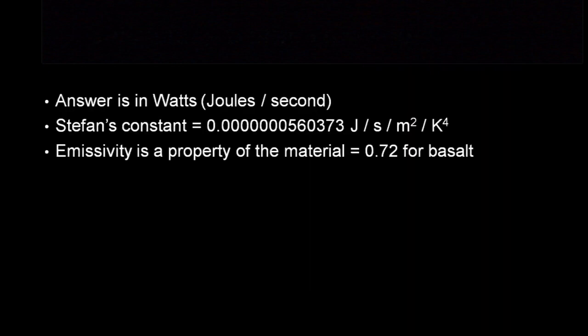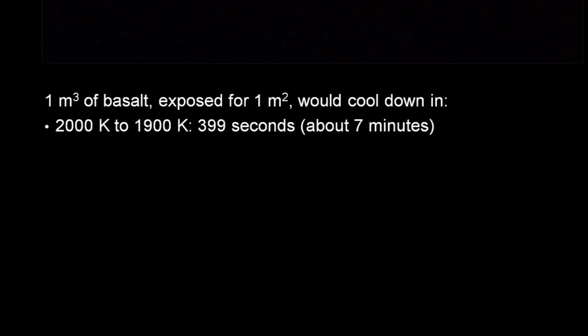The emissivity is a property of the material. We're going to calculate this for basalt, which is what the oceanic floor is made of. The area is in square meters and the temperature is in kelvins. Let's give an example first. If we would have 1 cubic meter of basalt being exposed for only 1 square meter, how long would it take to solidify? And like I said, it strongly depends on the temperature.